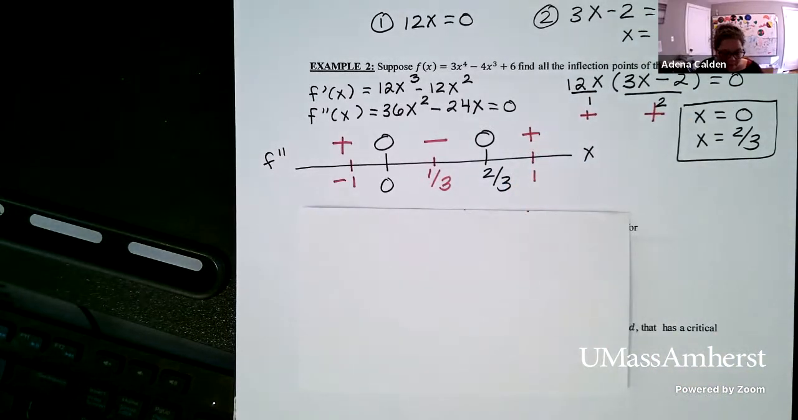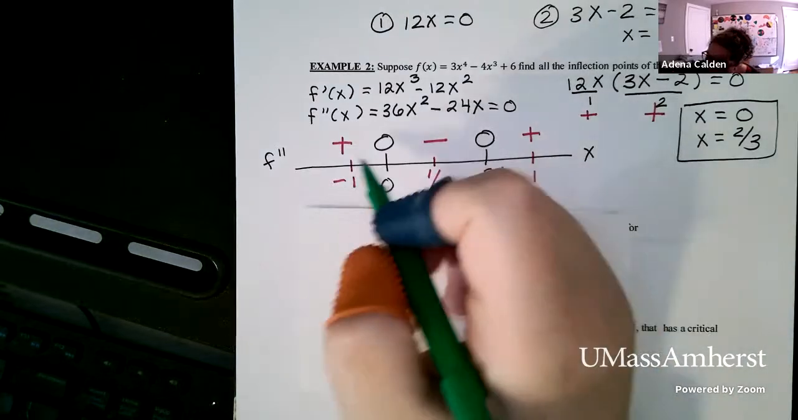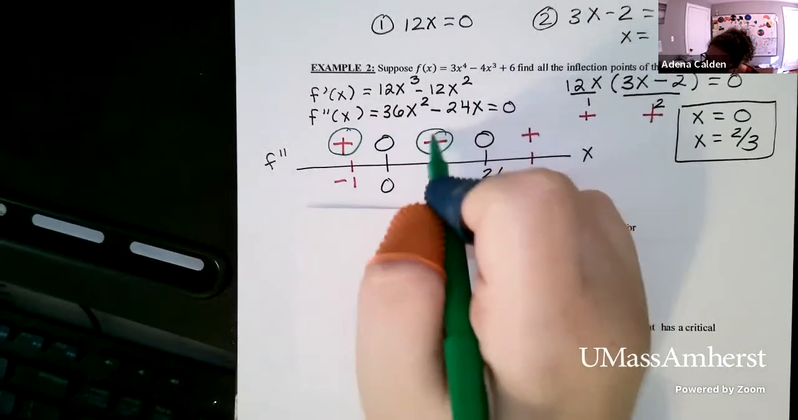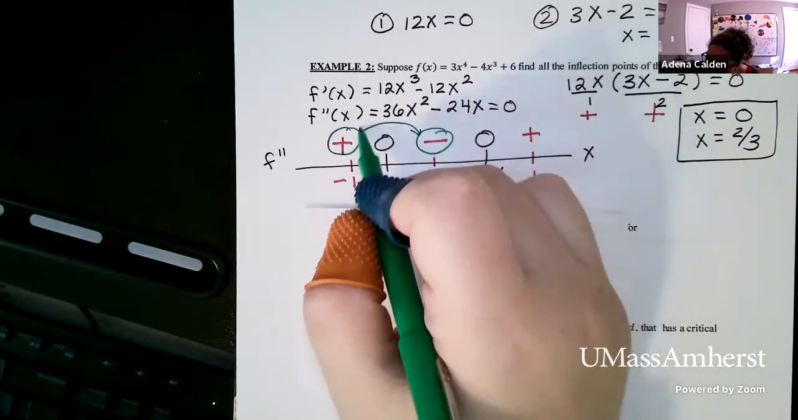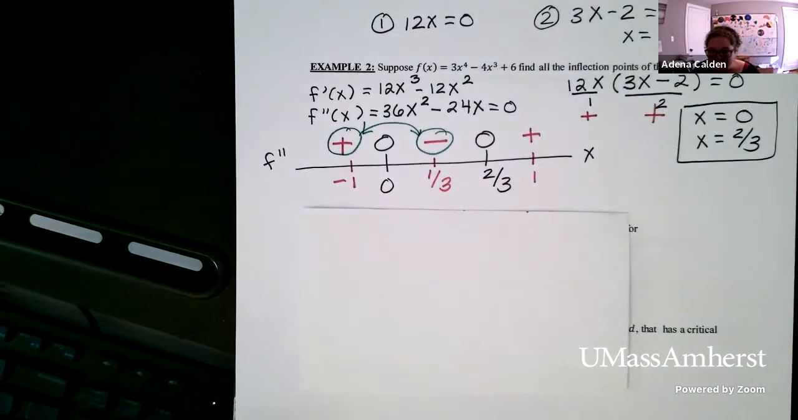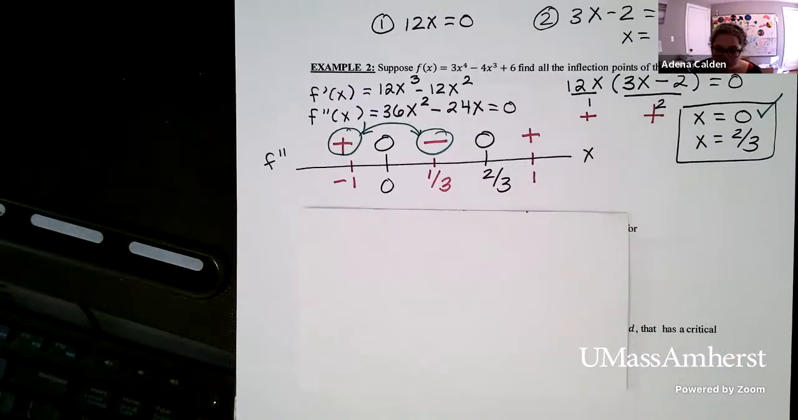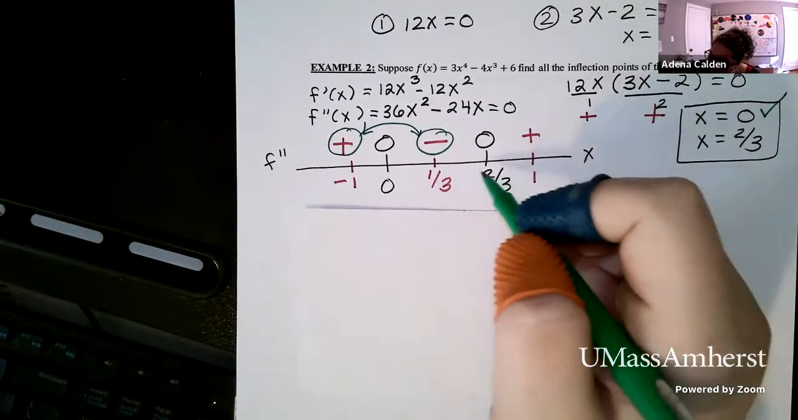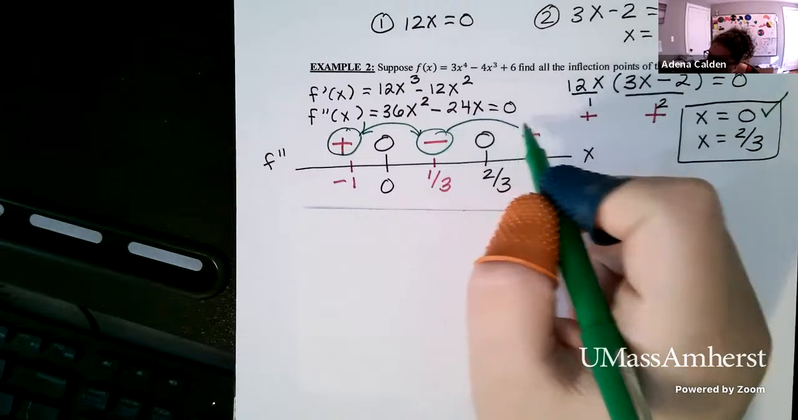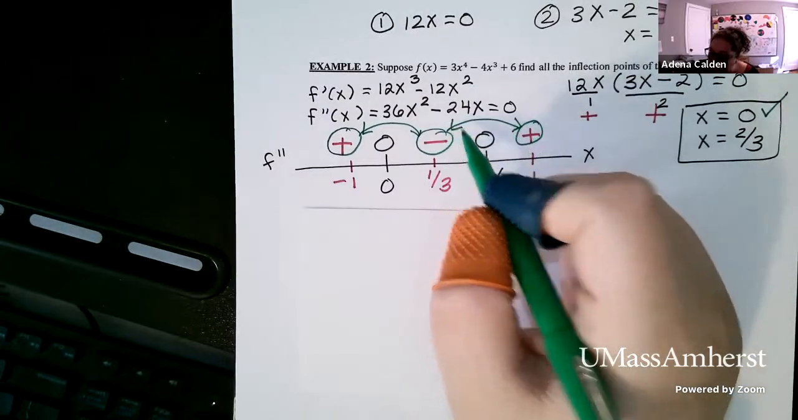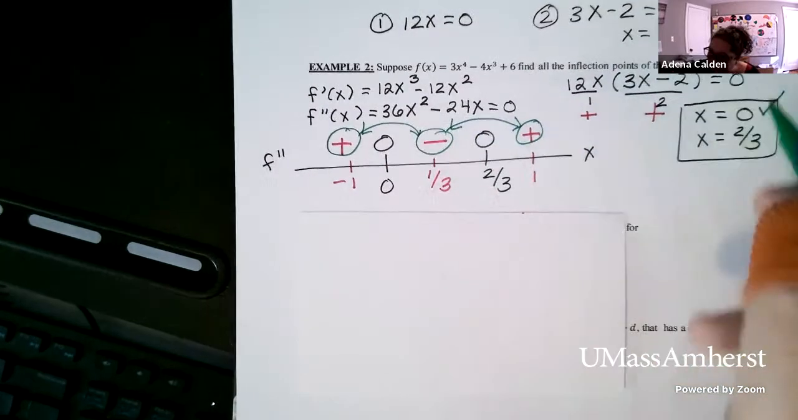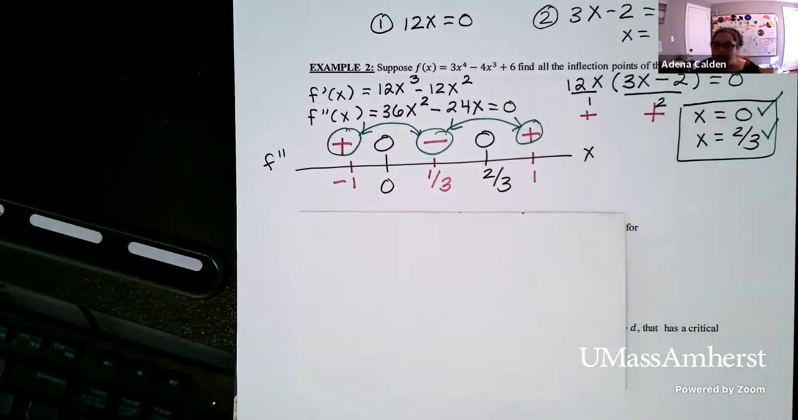So now I look at each of my possible inflection points to see if the sign changes around them. Here at 0, I went from positive to negative. So the sign did change, which means the concavity changed. So that is an inflection point. And then here at 2/3, I go from negative to positive. So that also changes, which means the concavity changed, which means 2/3 is also an inflection point.